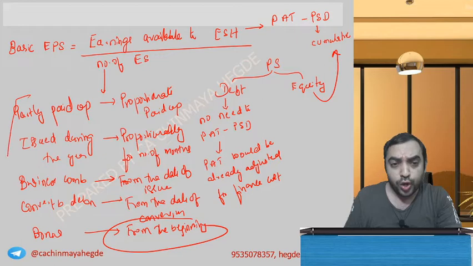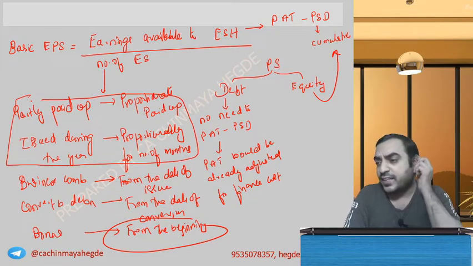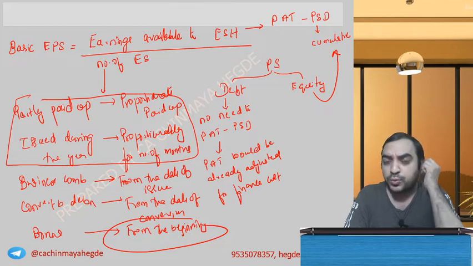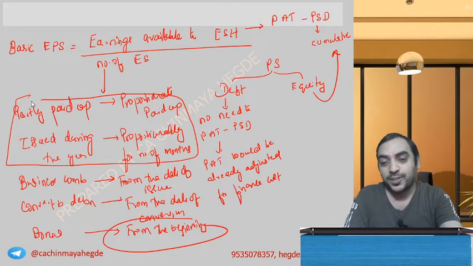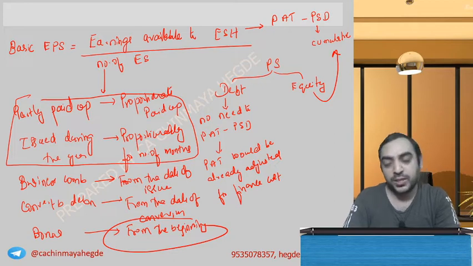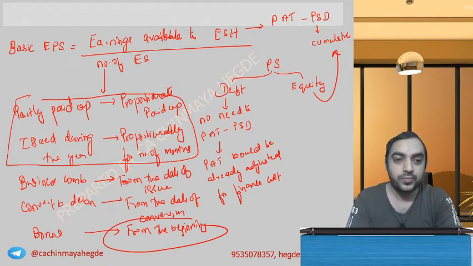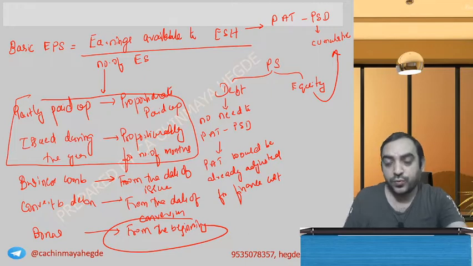Please tell me, do you want any example for this proportionate issue during the year to compute the weighted average number of shares? You want a simple numerical, or do you think you can understand it? If you want, I'll give a quick numerical. Otherwise, I'll go to the right shares and bonus share, and of course, convertible debenture. You want a numerical for partly paid up issue during the year? Okay, quick example.